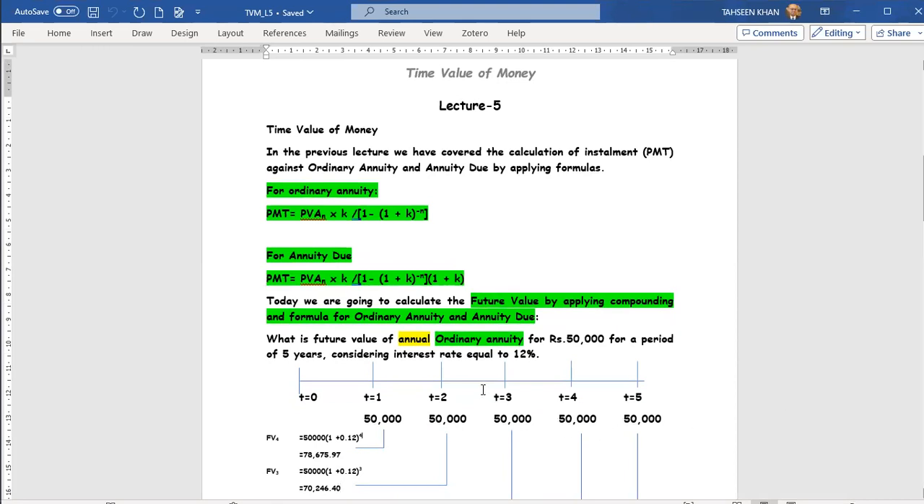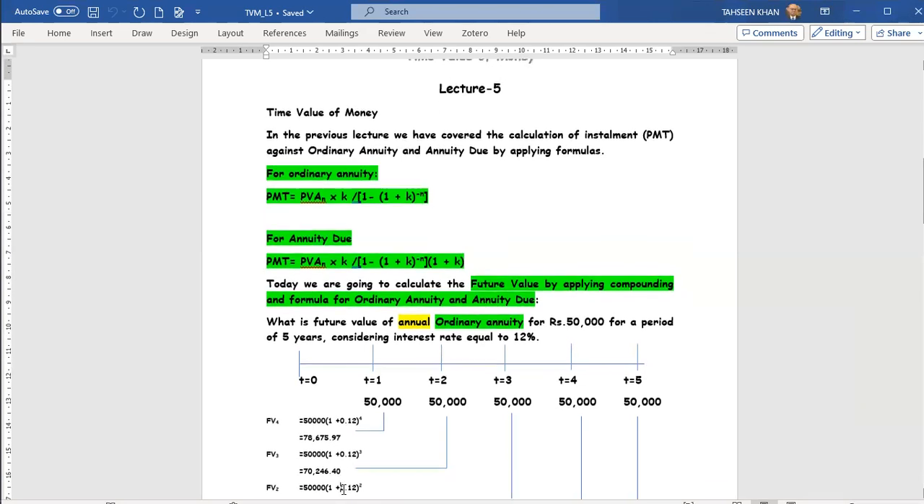In a similar way, we have the first 50,000 at the end of the first year, the second at the end of the second year, the third at the end of the third year, the fourth at the end of the fourth year, and the fifth at the end of the fifth year. Here we have simply applied the future value compounding formula. Here we have FV4 and calculate its value, which comes equal to this much. In the second case, it's FV3. We have applied the formula and the calculation comes equal to this one.